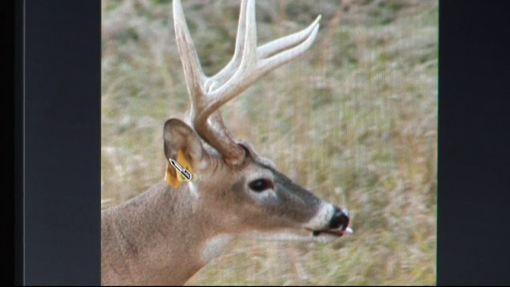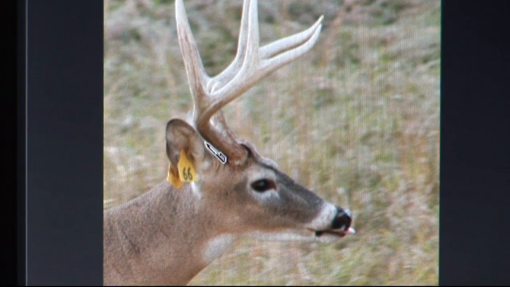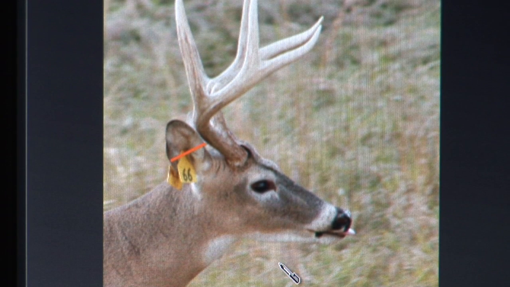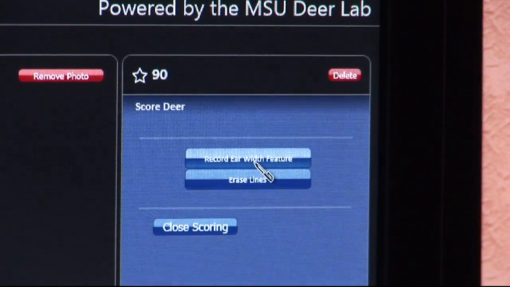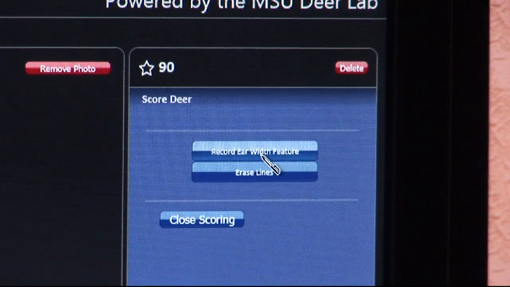And again, I will select on the outer edges of the ear so that the line is perpendicular to the main axis of the ear. This line demonstrates the proper way to measure an ear width feature of a deer at the 90-degree image orientation. To finish, select Record Ear Width feature.